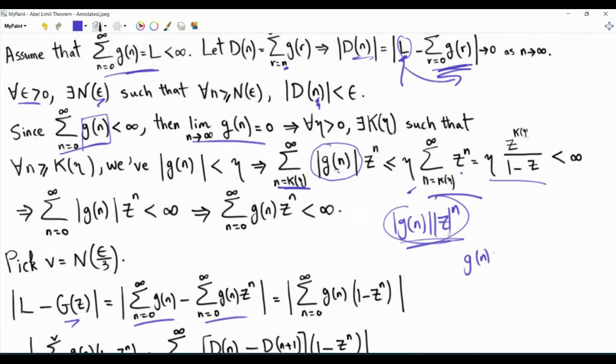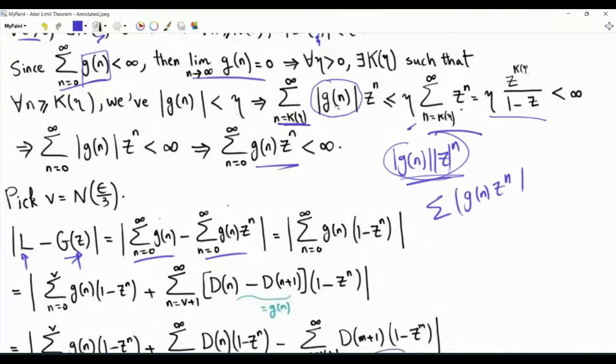So it means that this g of n, z to the n, if we sum the magnitude, then we get a finite sum. So the series converges absolutely. And so this series converges. The summation n from 0 to infinity, g of n z to the power n is a finite number. So indeed, this L is finite by assumption, and consequently, this g of z is finite. We can write down the two sums, and there is no problem whatsoever in combining them. These are both finite numbers.